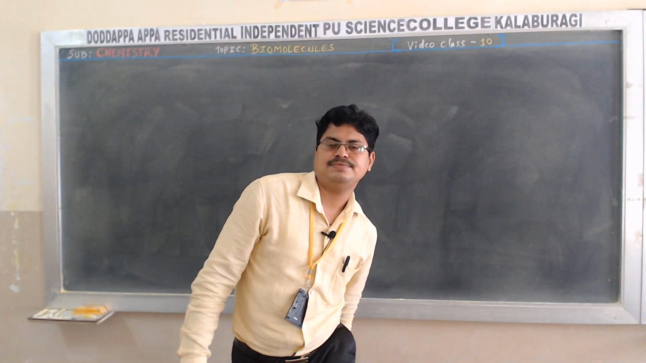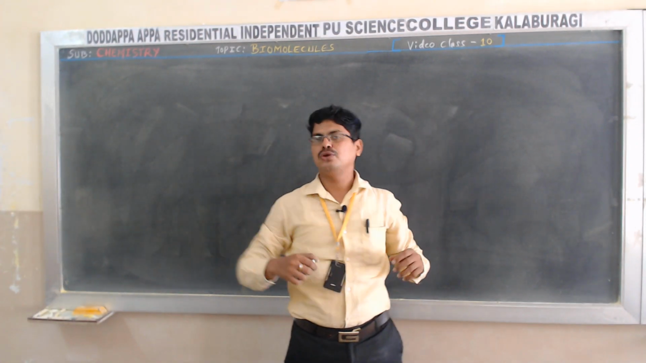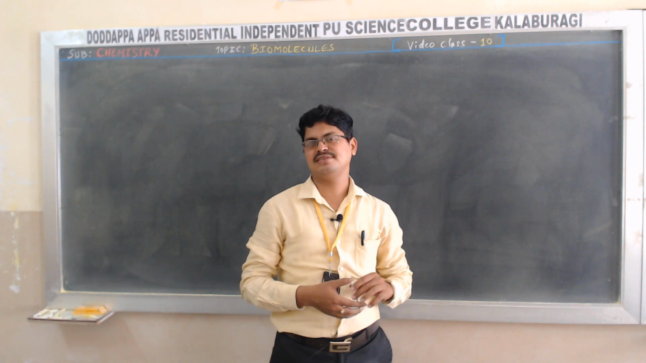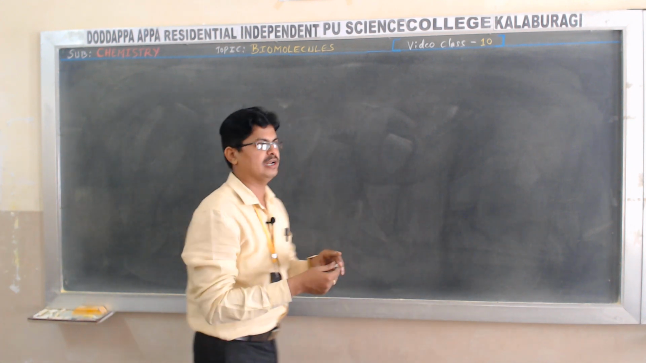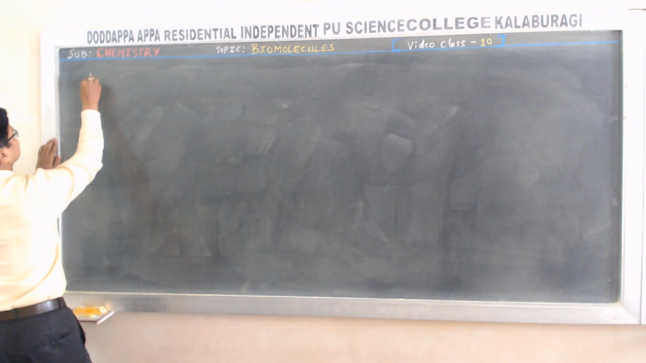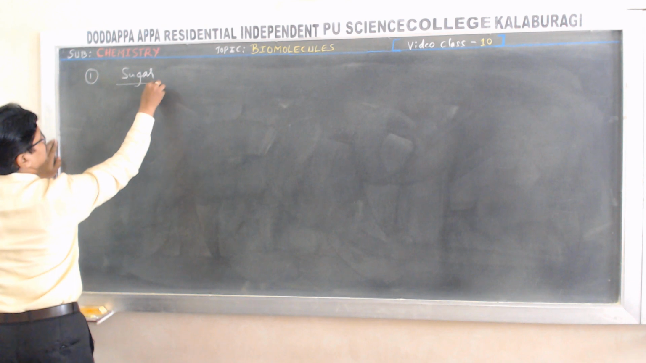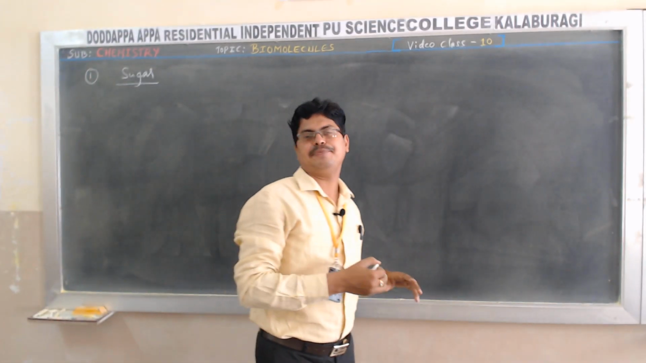Yes students, just now we came to know regarding nucleic acid and its composition. Nucleic acids are composed of what? Sugar, nitrogen bases and phosphoric acid. Now first one, sugar. First component, sugar. So what is the sugar present in DNA and RNA?